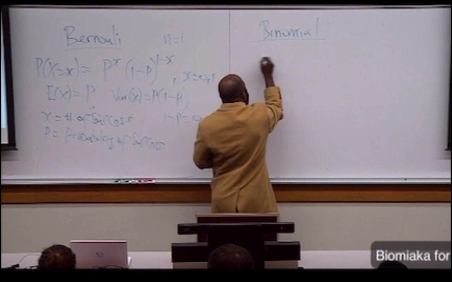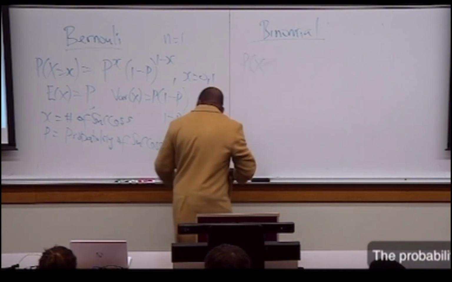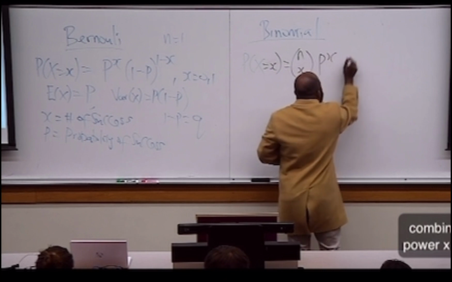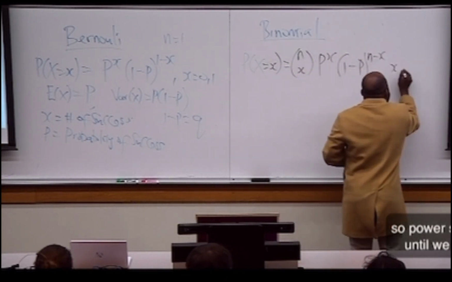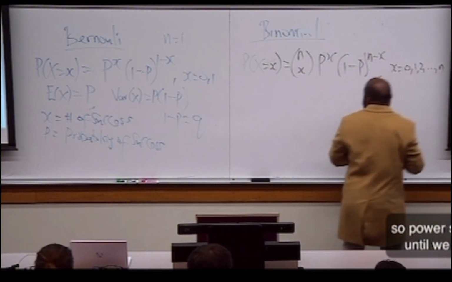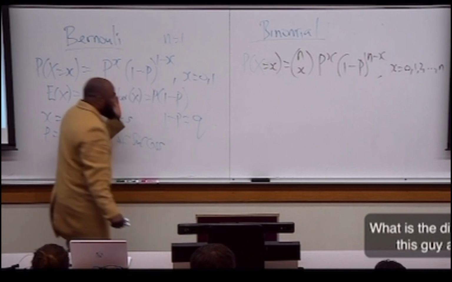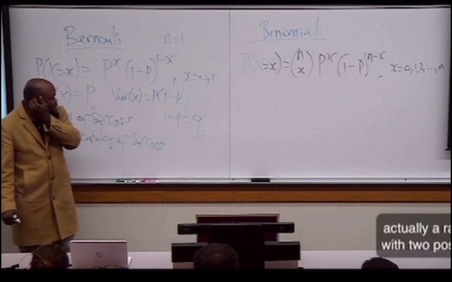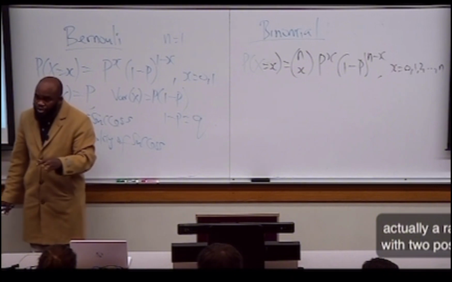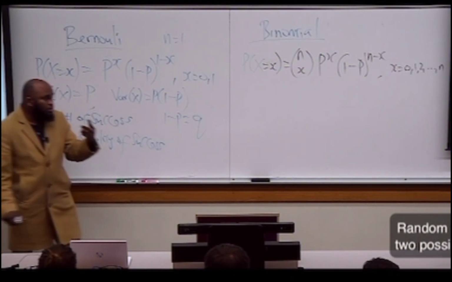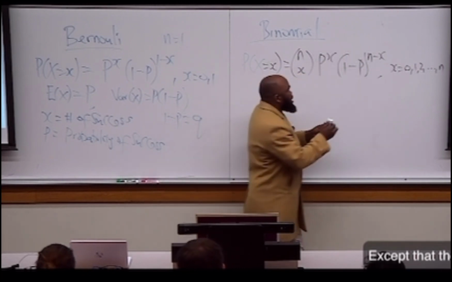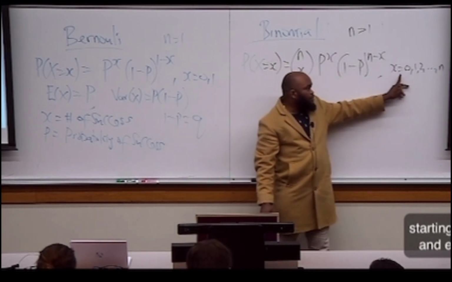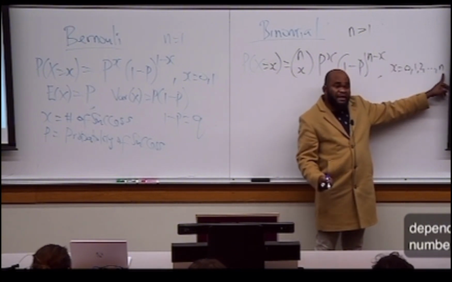For binomial, the probability function is going to be n combination x, p raised to the power x, 1 minus p raised to the power n minus x, for x from 0, 1, 2 until we get to n. Now, what is the difference between this and the Bernoulli? The two of them are talking about the same thing. The two distributions actually model a random variable with two possible outcomes, except that here, the number of trials is greater than 1. That is why you see the state space starting from 0 and ending in n, depending on the number of trials.